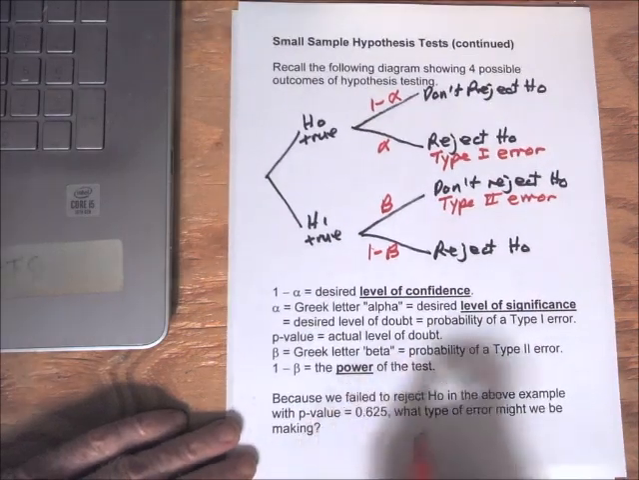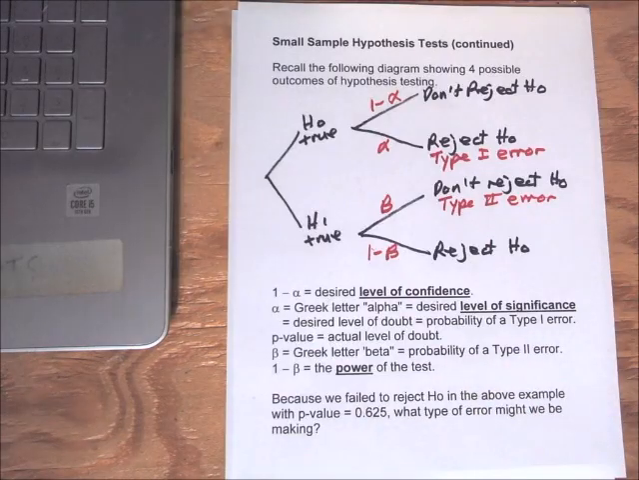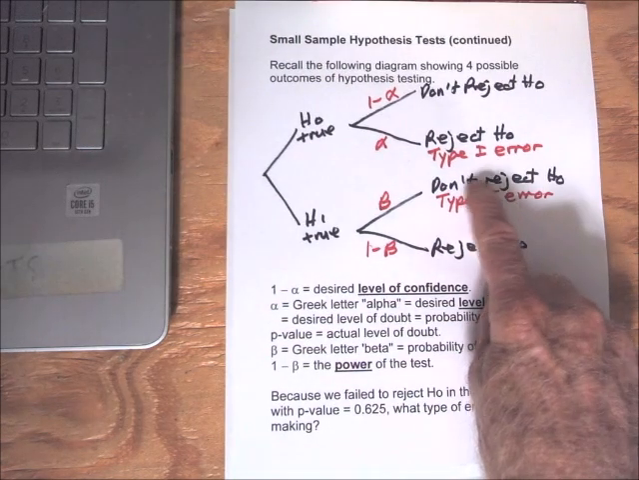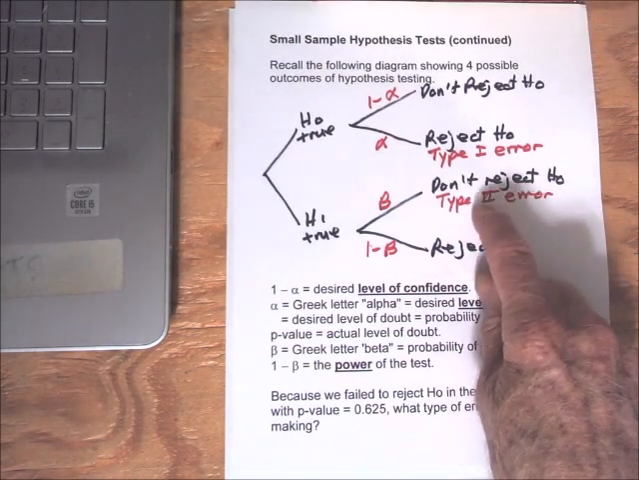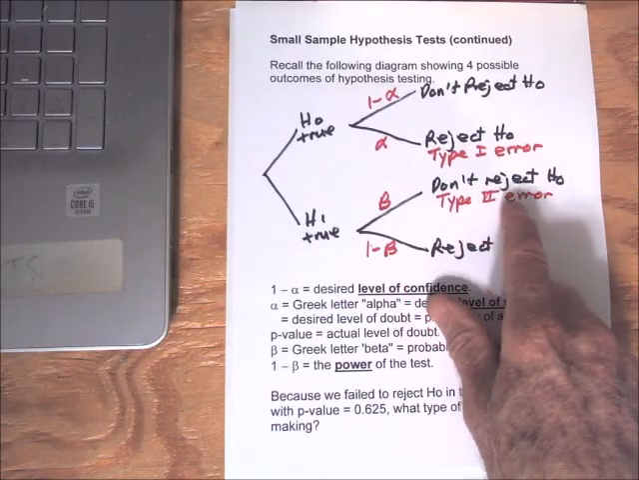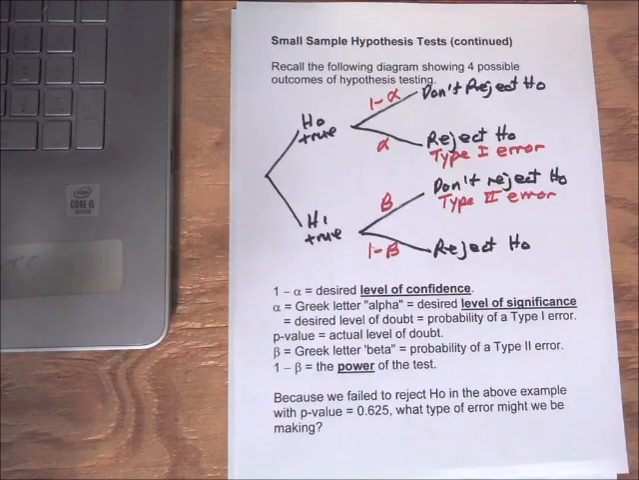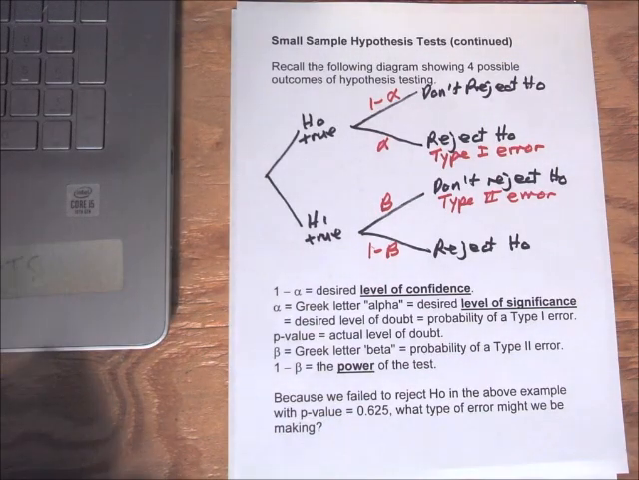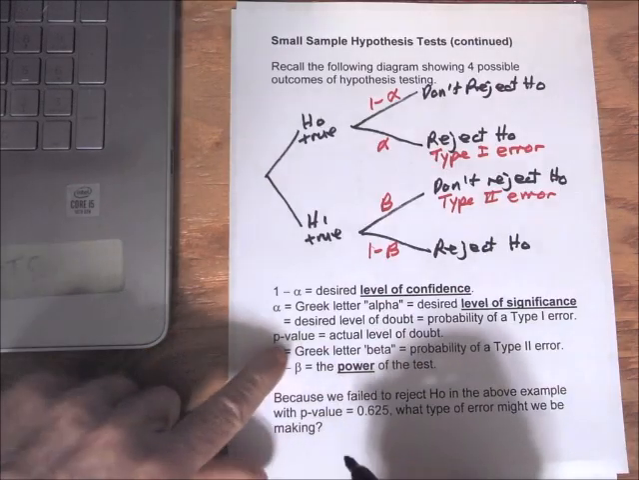Because we failed to reject h naught in the above example with a p-value of 0.625, what type of error might we be making? I'll give you a minute to think about it. So if we don't reject h naught, we take a chance of a type 2 error. If we reject h naught, we take a chance of a type 1 error. But in this example here, we did not reject h naught, so that means we take a chance of a type 2 error. So we might be making a type 2 error.